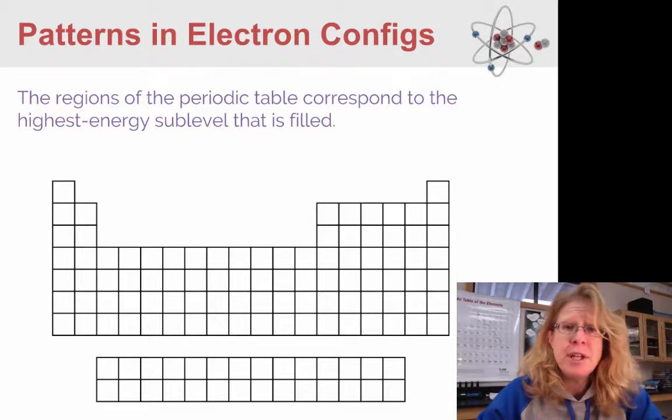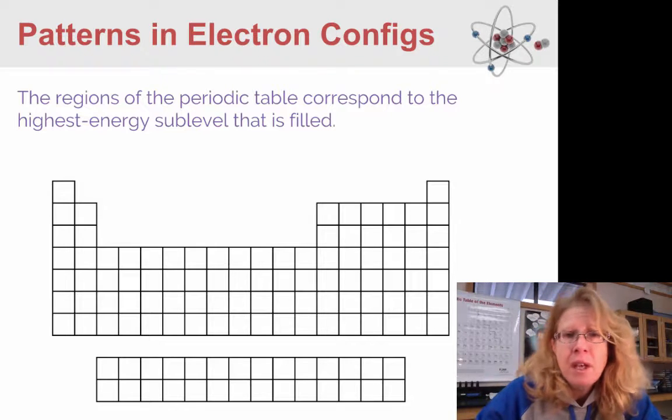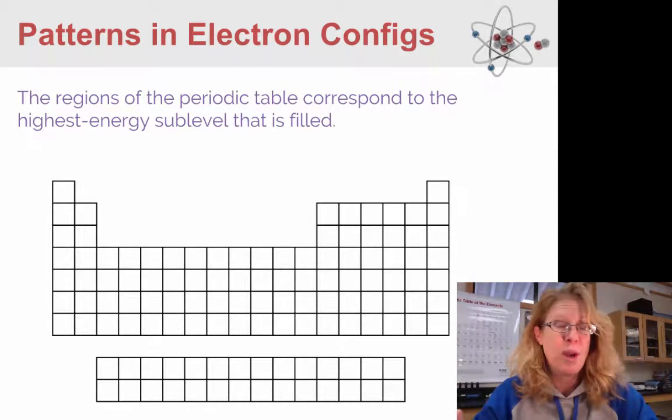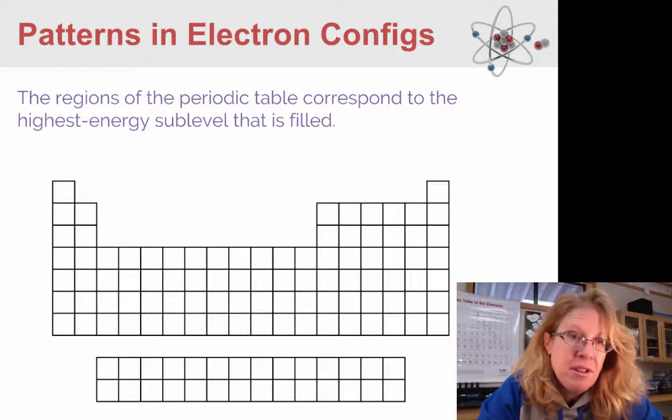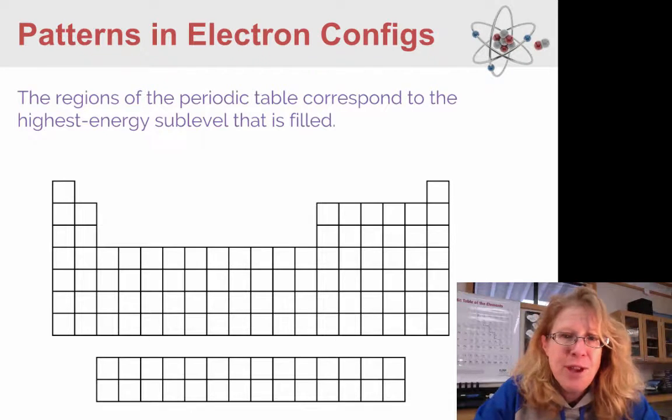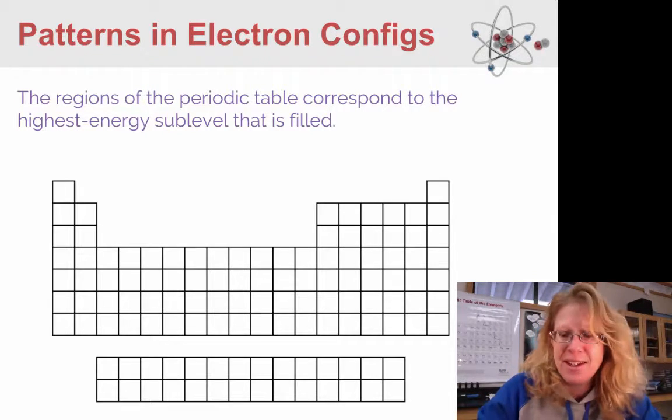Okay, let's talk about some patterns here. Once you get the hang of these patterns, you'll see that there are actually a lot quicker ways than writing out every single electron. Once you start to figure out what they are, the periodic table itself is arranged in terms of electron configurations, because it's arranged in terms of energy levels and sublevels, so that's nice.